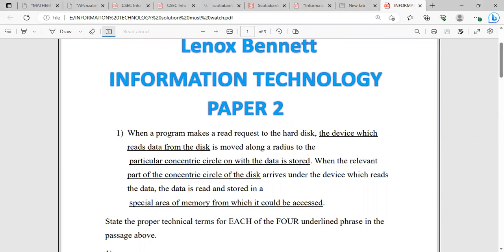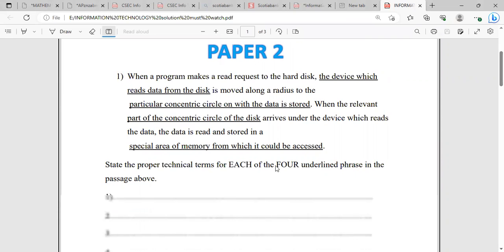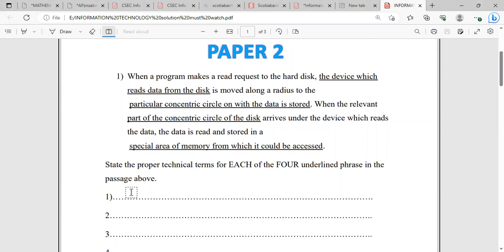Let's go. So it's Information Technology Paper 2. These are all past papers, and I just want you guys to have a feel of how they set up the question so you can be prepared. All right, nothing beats preparation. All right, number one says basically what we're supposed to do is to read and give the technical term for the underlined section. So let's read.